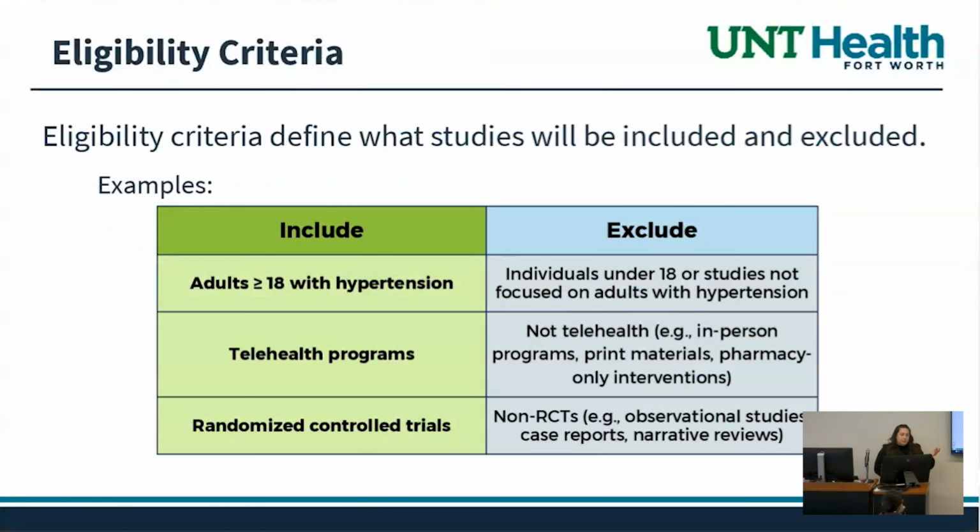So if we use our example PICO question from earlier, we're going to want to include any reviews or studies about adults, so anyone over 18 with hypertension, telehealth programs, and we've decided to only look at randomized controlled trials. So based on that, anything we're going to exclude is individuals under 18 or not with hypertension. So children with hypertension, they're out, we don't care about them, or adults that don't have hypertension, they're also out.